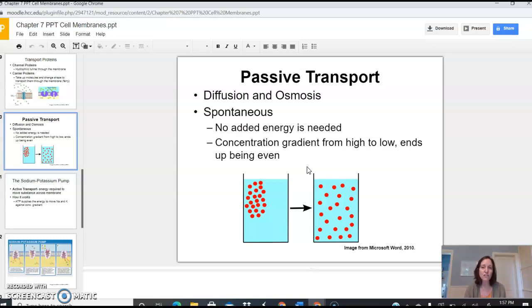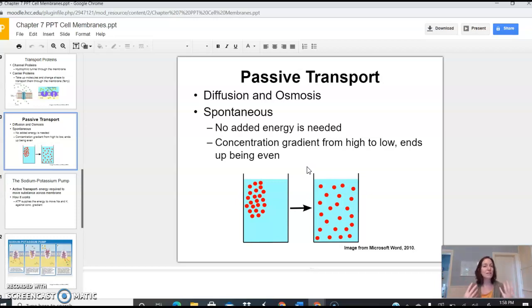This follows a concentration gradient from high to low, and we end up with even concentrations on both sides of the cell membrane. So passive transport diffusion occurs not just across the membrane of a cell, but whenever we have a concentration of particles put in a larger space.